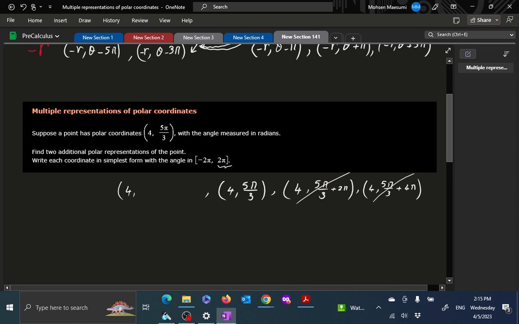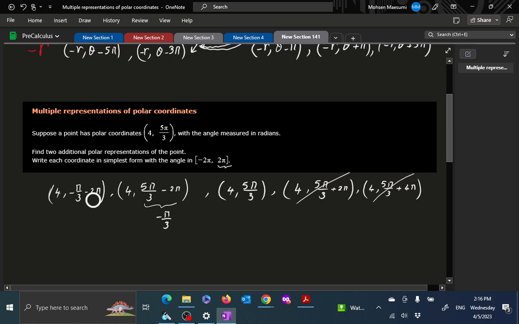So (4, 5π/3) minus 2π. What is that going to be? I subtract them, and so 5π minus 6π becomes minus π/3. Minus π/3 hasn't hit my limit yet, so this is an acceptable number for me. What if I go another negative 2π? So r is still 4, and now I have whatever I was at, which was minus π/3, and I subtract another 2π from it.